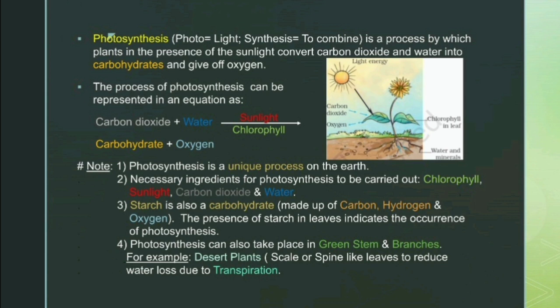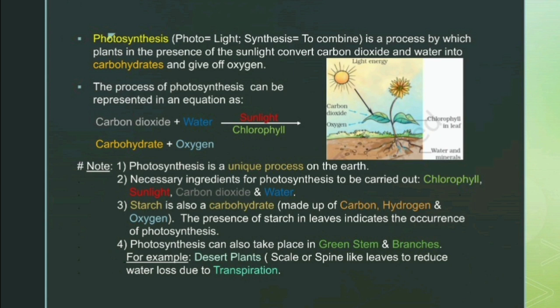And it can be represented as the equation given below, and you can see the same process in the picture given on the right side. And we have some facts to remember. First, photosynthesis is a unique process on this earth. That means there doesn't exist anything like photosynthesis. In the second, as we already discussed, the necessary ingredients for photosynthesis to be carried out are chlorophyll, sunlight, carbon dioxide, and water.